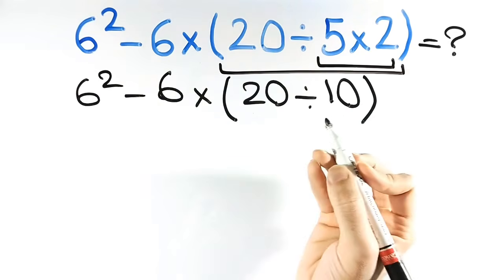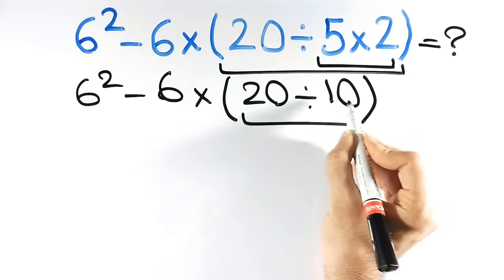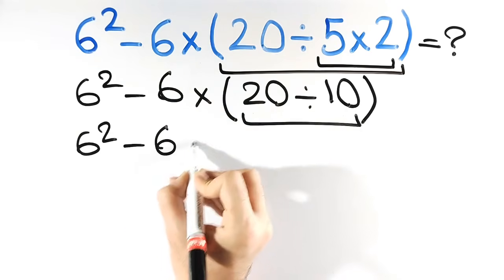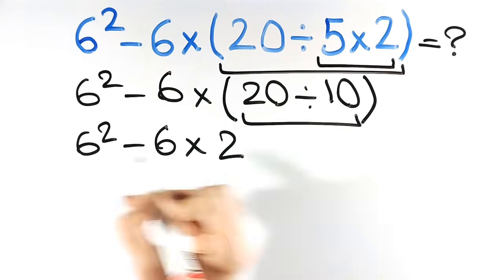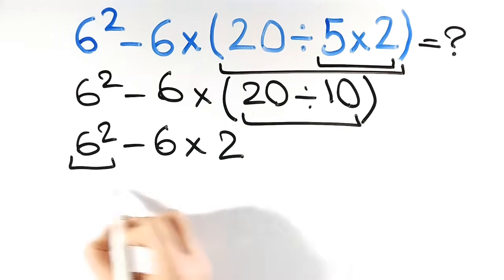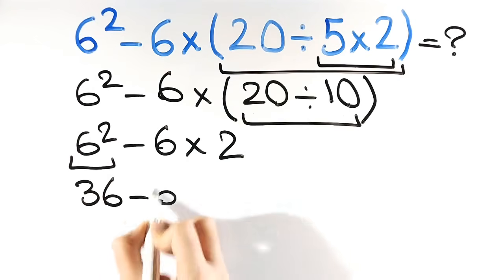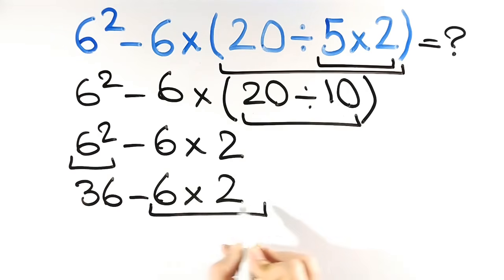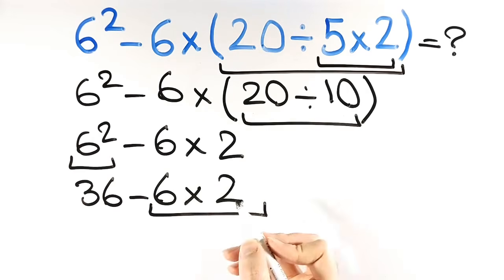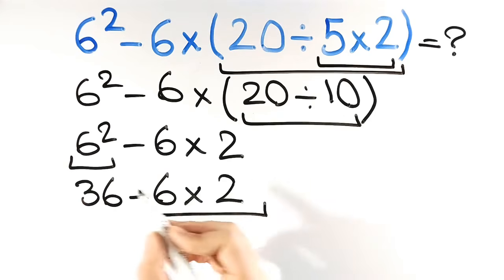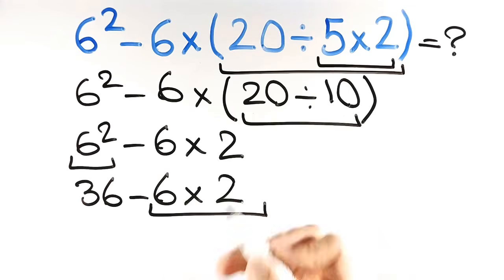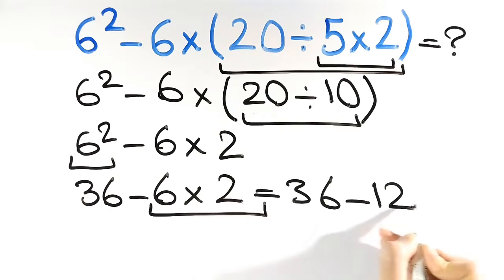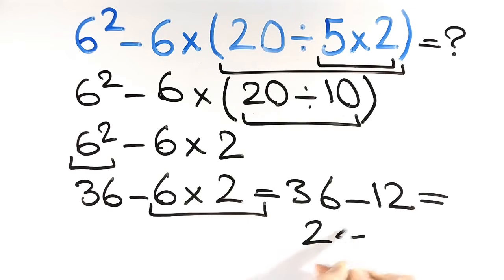And the next step, they go for the division between 20 and 10 and write this expression as 6 squared minus 6 multiplied by 2. Then they go for the exponent and write this equation as 36 minus 6 multiplied by 2. And the final step, they go for the multiplication between 6 and 2 because they think multiplication has a higher priority than subtraction. So, instead of this expression, they write 36 minus 12, which finally gives them the answer 24.